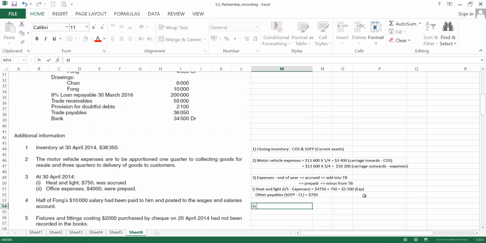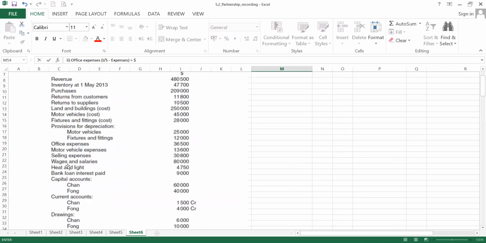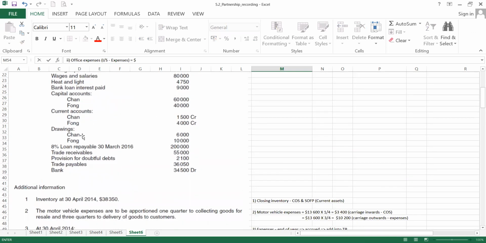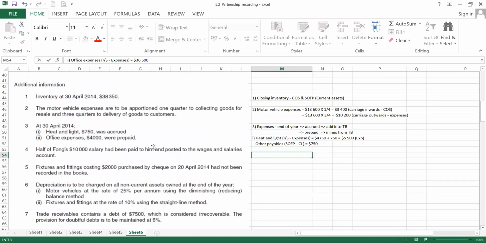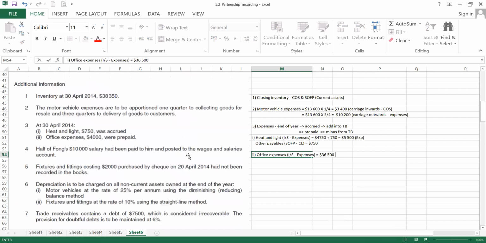For the number 2, office expenses. Office expenses is a prepaid. So how much this amount is also under the income statement, under the expenses category. How much that we need to recognize? So office expenses here is 36,500. But there is a prepaid here. So minus 4,000. So we get the amount. So let's calculate 36500 minus 4000.